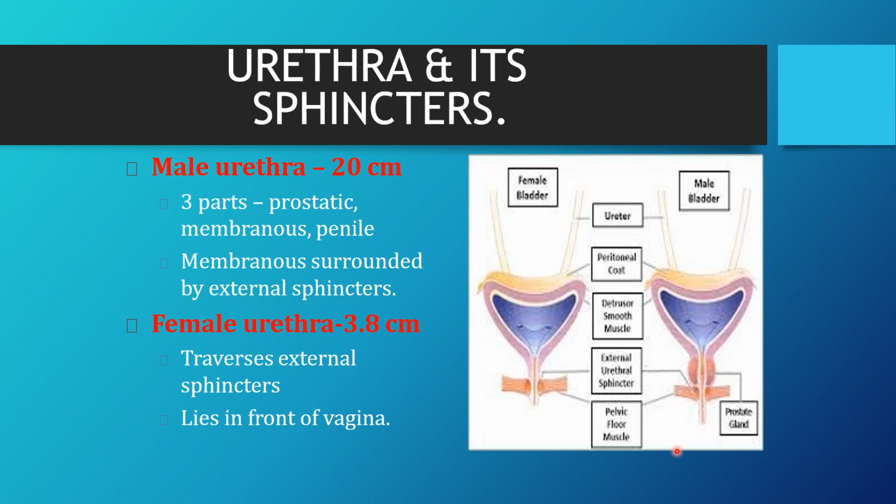Next is the female urethra, which is only 3.8 to 4 centimeters long. It is very short compared to males. It traverses the external sphincter and lies in front of the vagina. So it is very short, and only covered by the external sphincter.